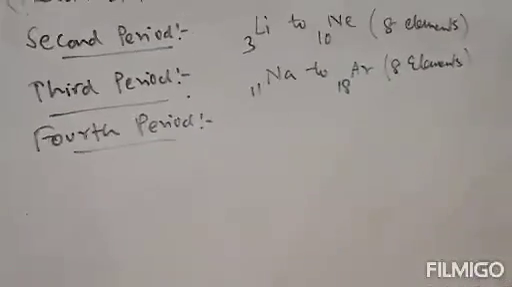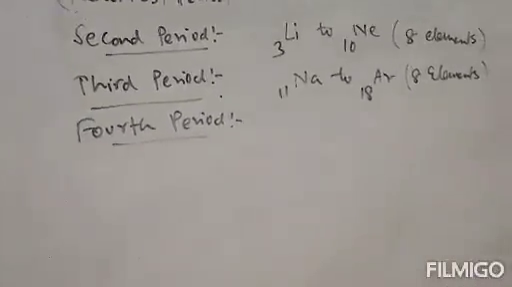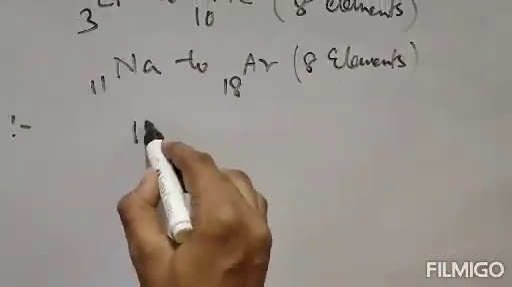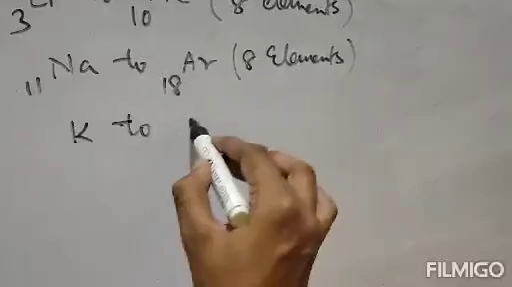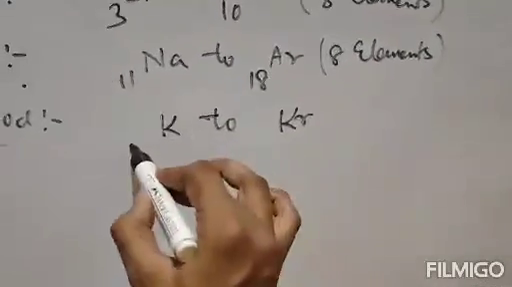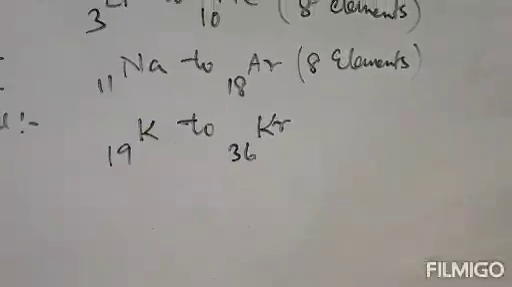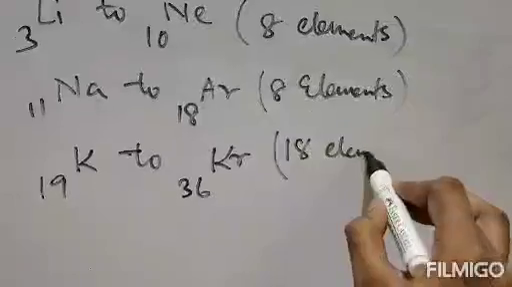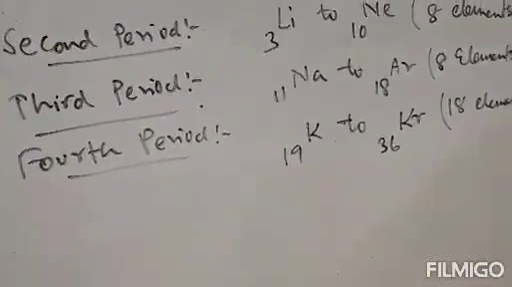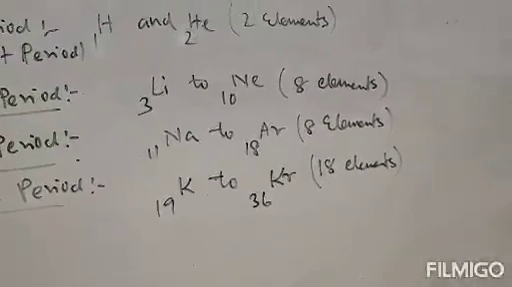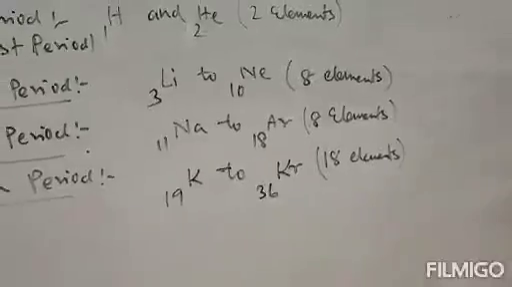Fourth period. Now in the fourth period, there are 18 elements in total, from potassium to krypton. Potassium is 19, krypton is 36. So a total of 18 elements in the fourth period. Clear?